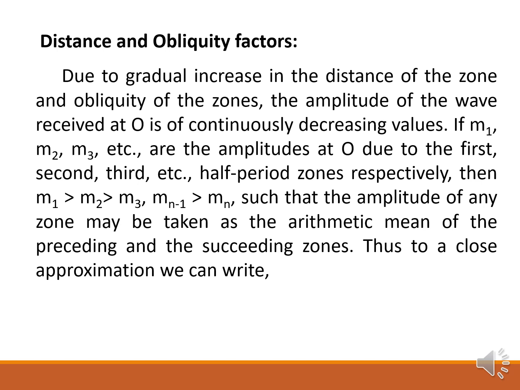Now let's understand it like this. If M1, M2, M3 are the amplitudes at O due to the first, second, third half period zones, then M1 is greater than M2, is greater than M3, is greater than etc., Mn, such that the amplitude of any zone may be taken as the arithmetic mean of the preceding and the succeeding zone. Thus, to a close approximation, we can write M2 is equal to (M1 plus M3) by 2.